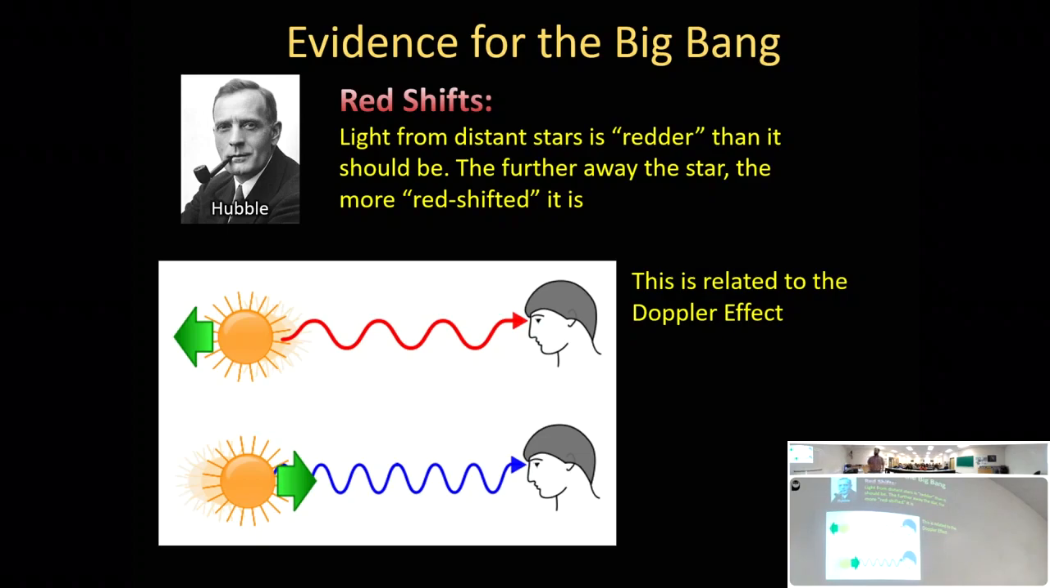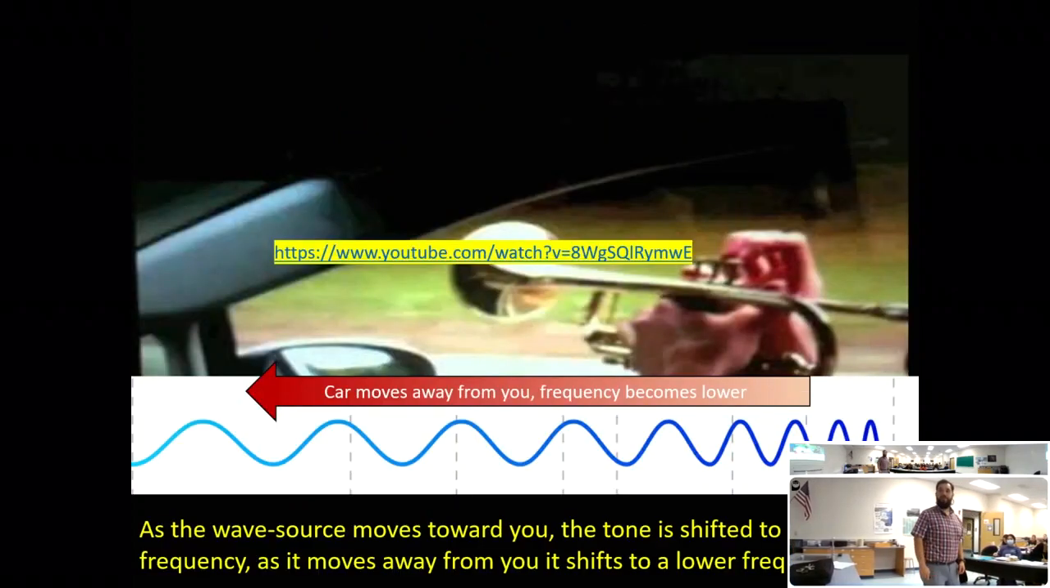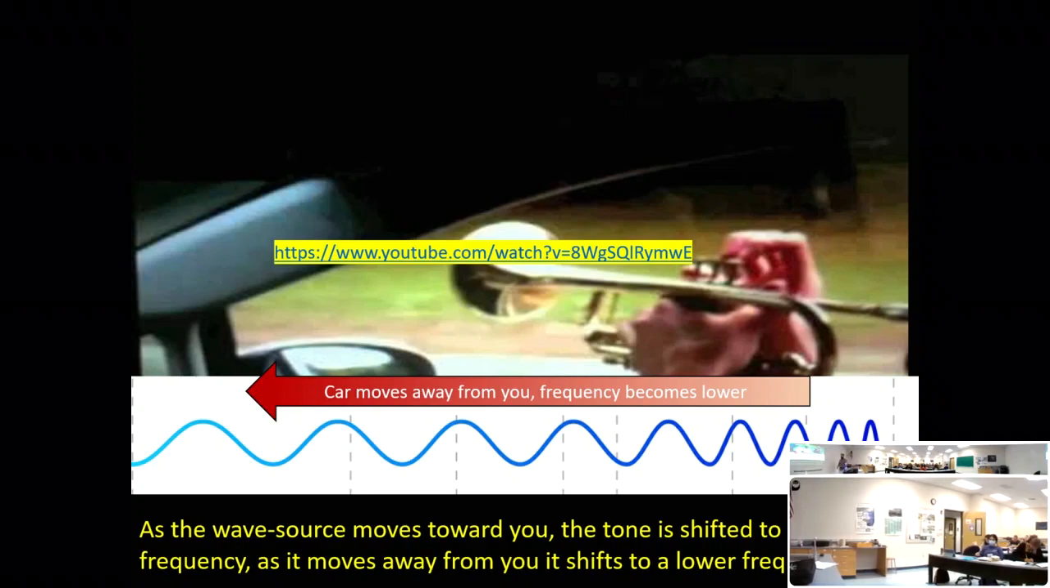Well, this is how you can explain it. The star that you're looking at is moving away from you, and that will make the light appear more red. This is called the Doppler effect. You probably know very well what the Doppler effect is. You've probably seen something like this before.